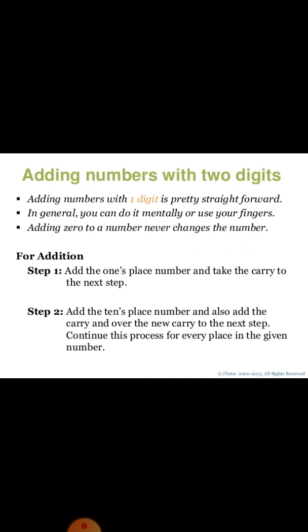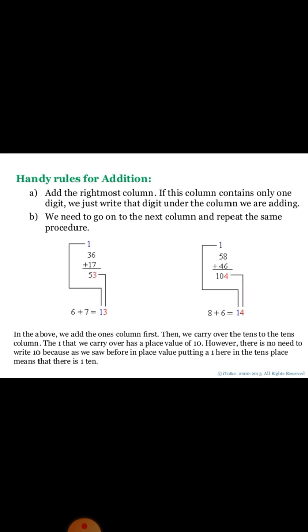Adding numbers with two digits. Adding a two digit number with a one digit number is pretty straightforward. In general, you can do it mentally or use fingers. Adding 0 to a number never changes the number. For addition, step 1, add the ones place numbers and take the carry to the next step. Step 2, add the tens place numbers and also add the carry, and carry over the new carry to the next step. Continue this process for every place in the given number.